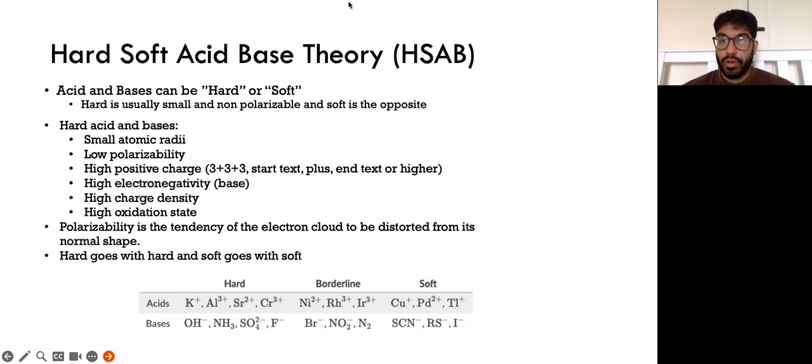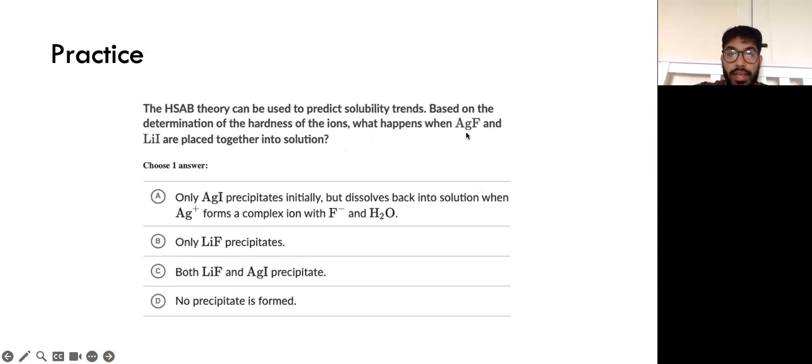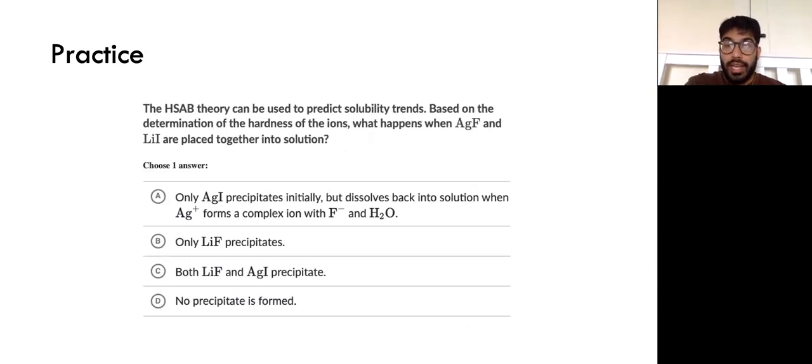All right, let's go over it now. You guys all got a chance to look at the question. If AgF and lithium iodide are put into solution, what happens? The first part is definitely looking at these different ions. These are all ions: Ag plus and F minus, and Li plus and I minus, and we know that hard goes with hard and soft goes with soft.